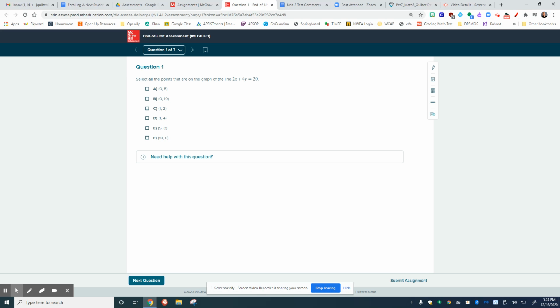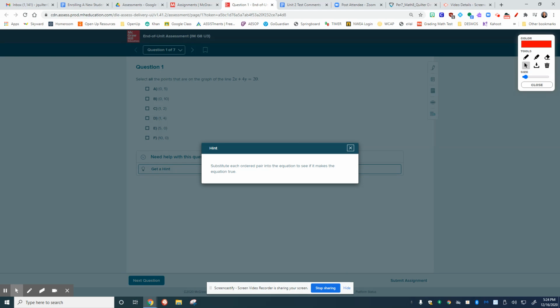For this first problem, we are talking about recognizing if any of these ordered pairs are solutions for this graph. Take a look at what I've given you down here at the bottom. If you need help with this question, you can get a hint. This is on pretty much every question that I have here. Your hint is substitute each ordered pair into the equation to see if it makes the equation true.